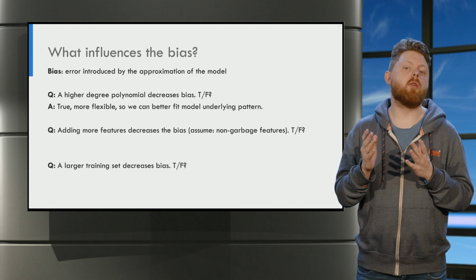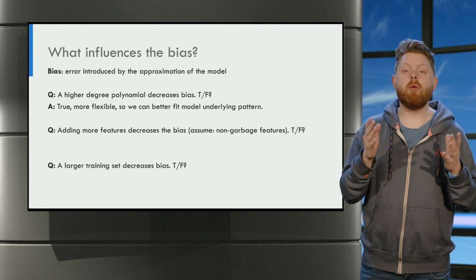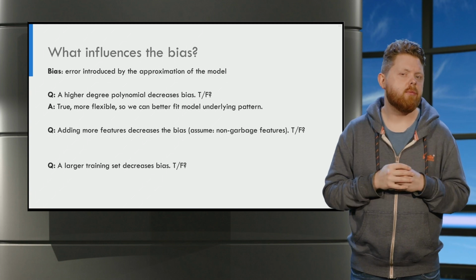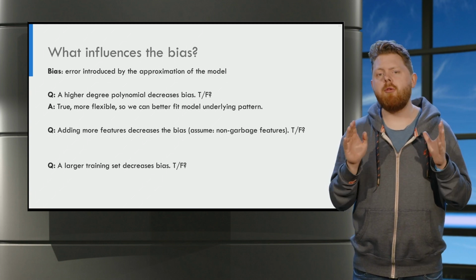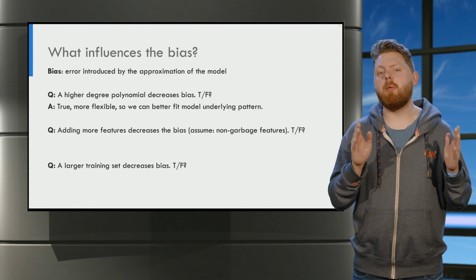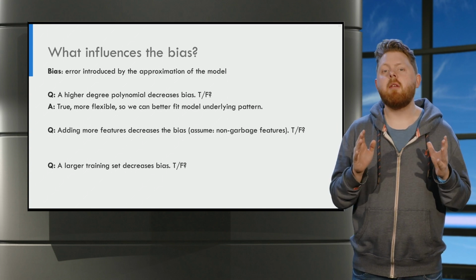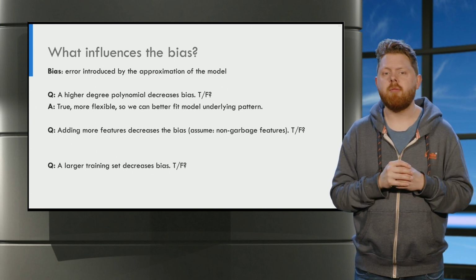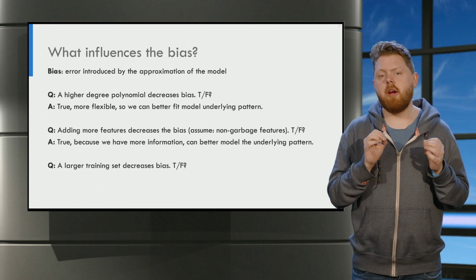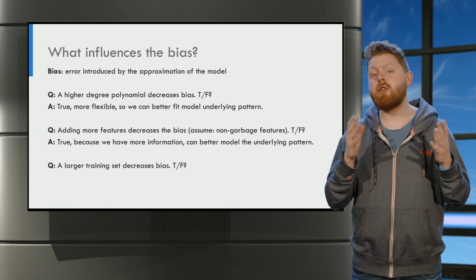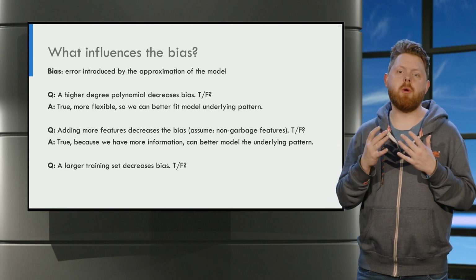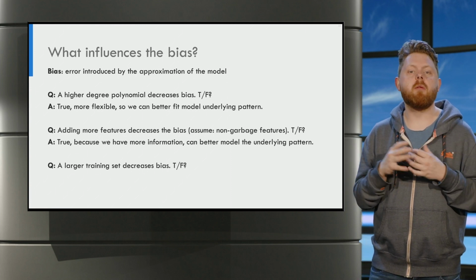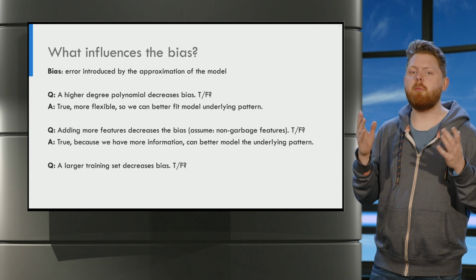Let us now move to the second question. Adding more features decreases the bias. True or false? Okay, we have to assume here that the features are non-garbage features. That means the features are actually useful for our prediction task. The answer here is true. The more features we have, the more information we have. Thus, we can better approximate the true pattern. So this reduces the bias.